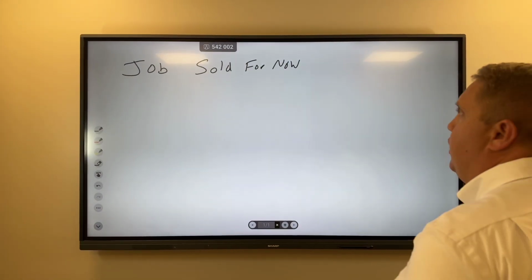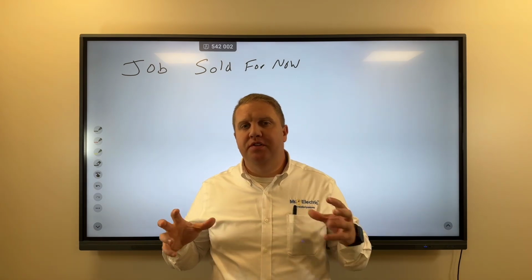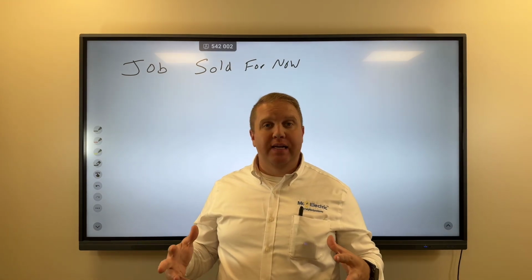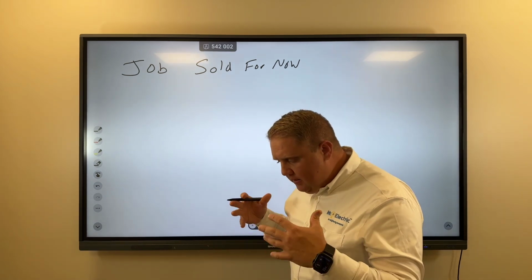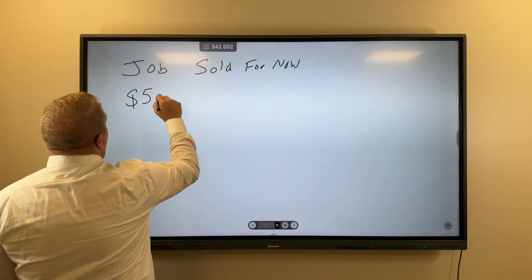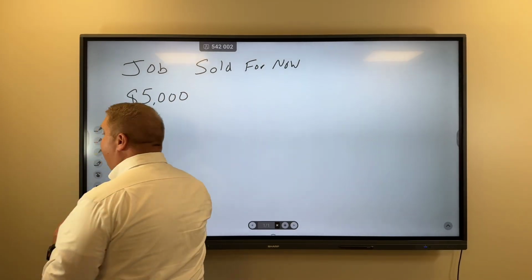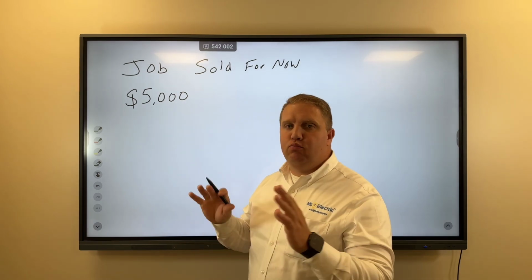All right, guys, today we're going to talk about jobs that are sold. We're going to do a quick, brief synopsis on the material process on jobs that are sold. So, here's what we're going to do. Let's say we've got a $5,000 job on the docket. The homeowner wants to go forward with the $5,000 job. We've gone out, we've quoted this, we've landed this, we're good to go.